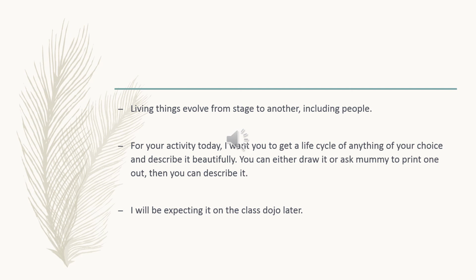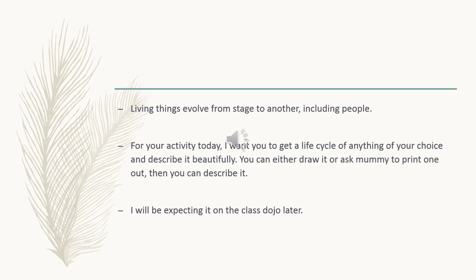So living things evolve from one stage to another, including people. Let's take a boy for example. From being a baby, that's from infant stage, he moves to a toddler stage where he's learning to walk, and then from there to the teenager, from a teenager to a young adult, and then finally an adult. So everything evolves from one stage to another.